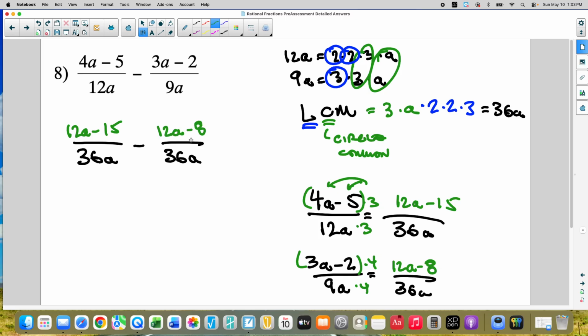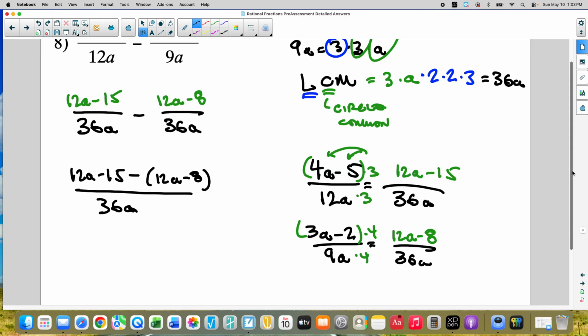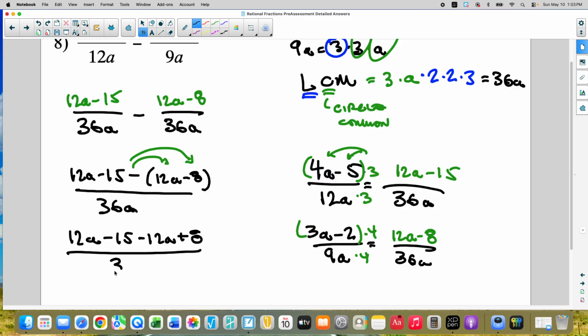Now we have like denominators, so we can put it all over the same denominator: 12a minus 15 minus this, 12a minus 8. That's the tricky part. That's the step that students get wrong. We have to distribute this negative because we want the opposite of these two values. Simplifying to 12a minus 15 minus 12a plus 8 all over 36a.